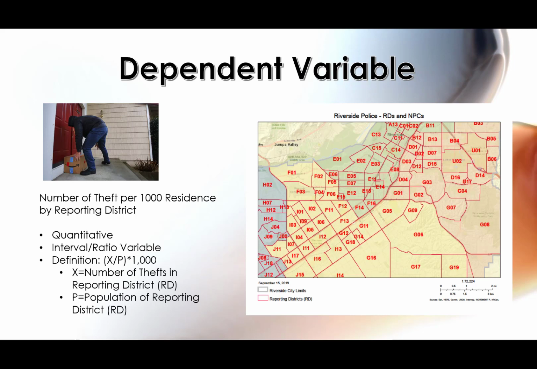This is a pretty good number. Just using the overall rate of 6,600 divided by the population of the city, being about 330,000, gives you a rate of about 20 thefts per 1,000 residents citywide. So we should get a nice spread. The numbers should work out fairly well there. This is an interval/ratio variable, because it's going to be a calculated number, not a category.